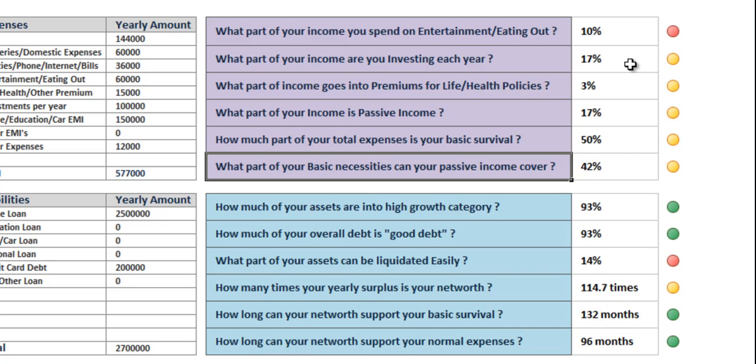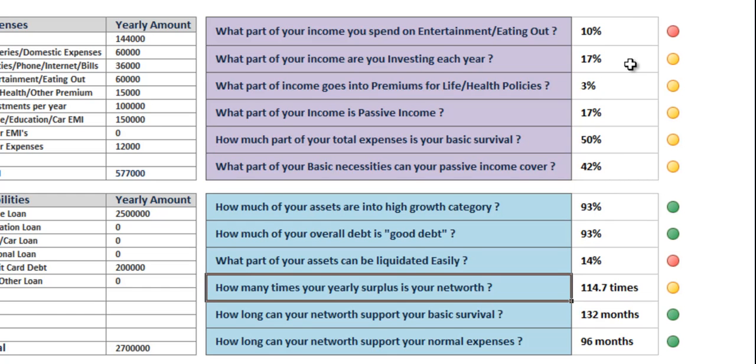What part of your basic necessities can your passive income cover? Understand this. So you can live a bare minimum life, and if you have to live like that, 40% of that can be covered by your passive income, which is like good. Almost half of your basic necessities can be covered by passive income. Ideally, a person should have 100% passive income for that. So this is an insight.